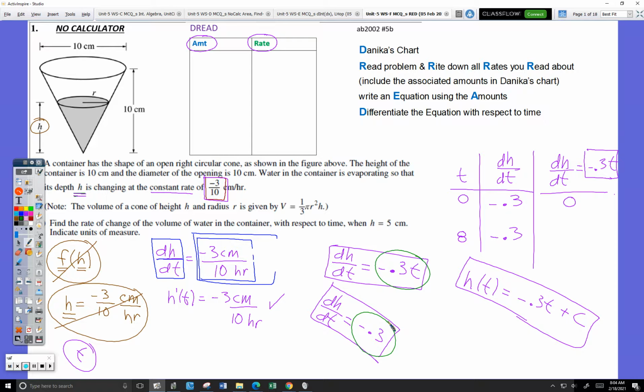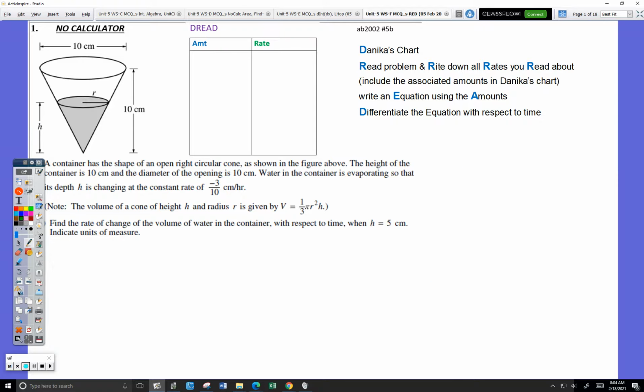Okay, so that's the background. That's what the story is talking about. They give us a formula for the volume of the cone.